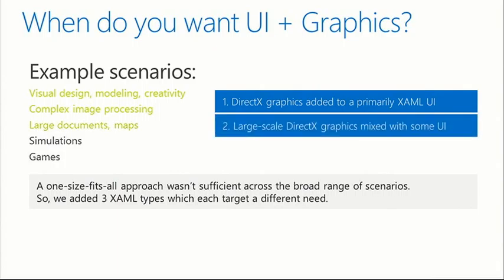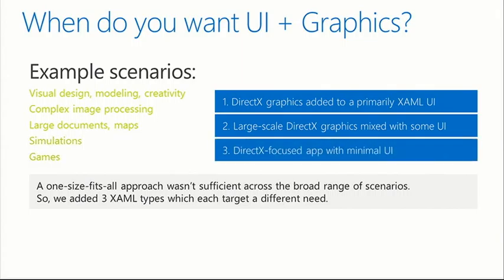The second one is times when you might have large-scale DirectX graphics. So this is, again, very large-scale vector image content that you might want to be able to scroll and zoom, something like a map or a document viewer or a PDF viewer, things like that. But they still have some sort of UI around them to do navigation and things like that. And then finally, the third category was very DirectX-focused applications that have minimal UI. So you might think of like a game with a settings menu or an overlay for the game menu, things like that.